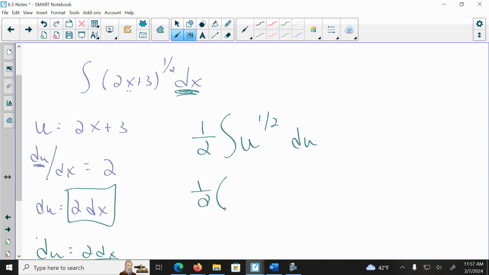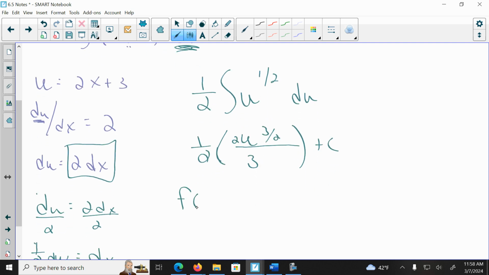What's the antiderivative of u to the 1/2? U to the 3/2, because I add 1 to the exponent. Plus. So here, these 2's will simplify, yes?